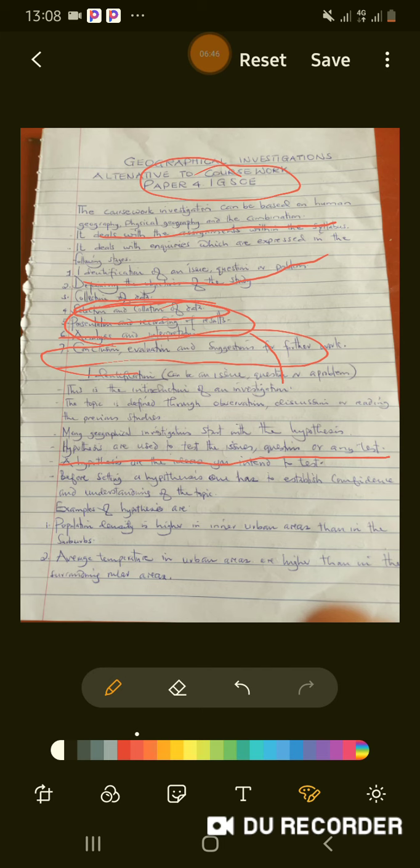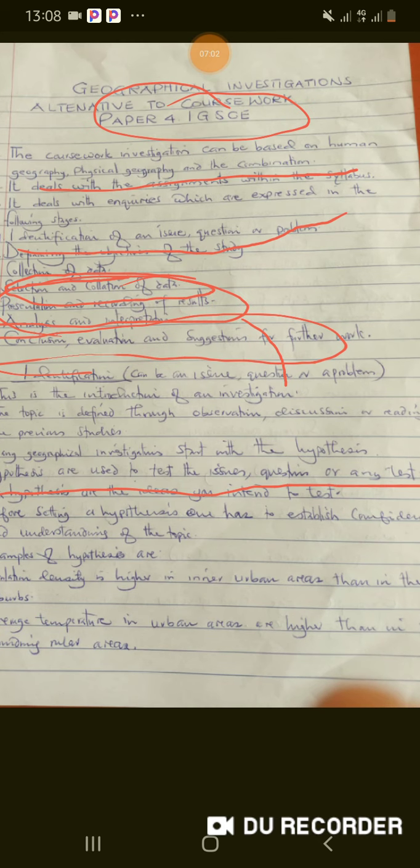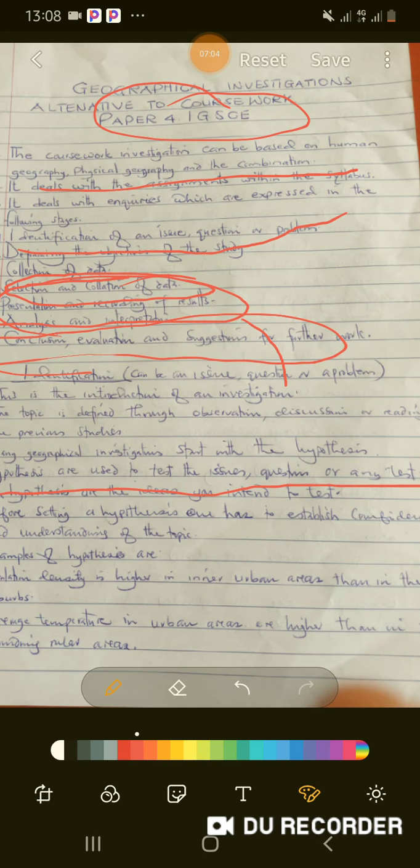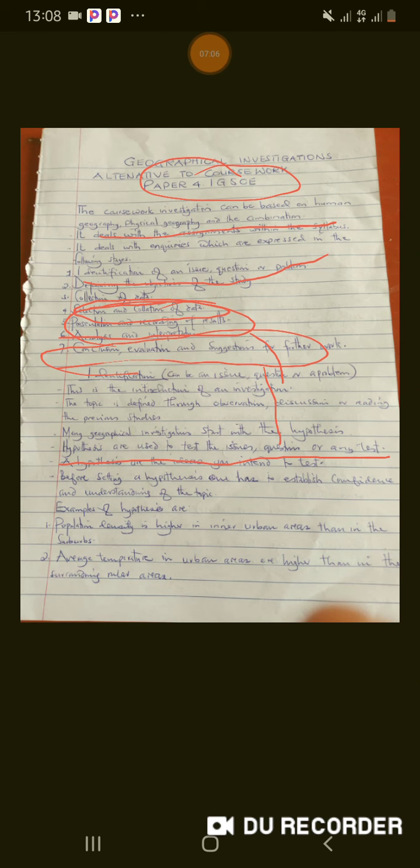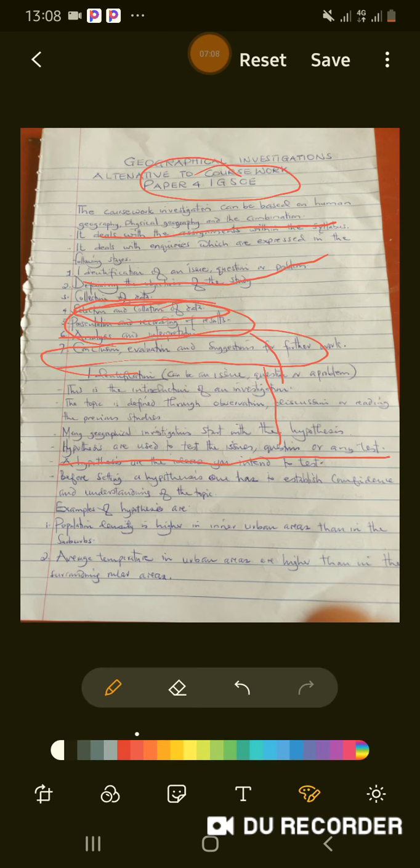For example, examples of hypothesis are, let us say one, population density is higher in inner urban areas than in the suburb. For example, population density is higher in the urban areas than in the rural areas. You can believe me that this is really true. You know for sure that the population is higher in the urban area. You know what the population is about.